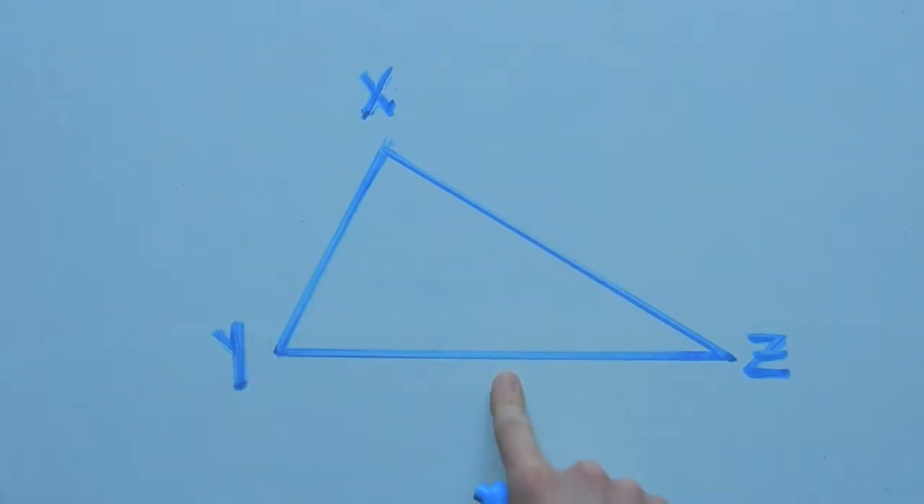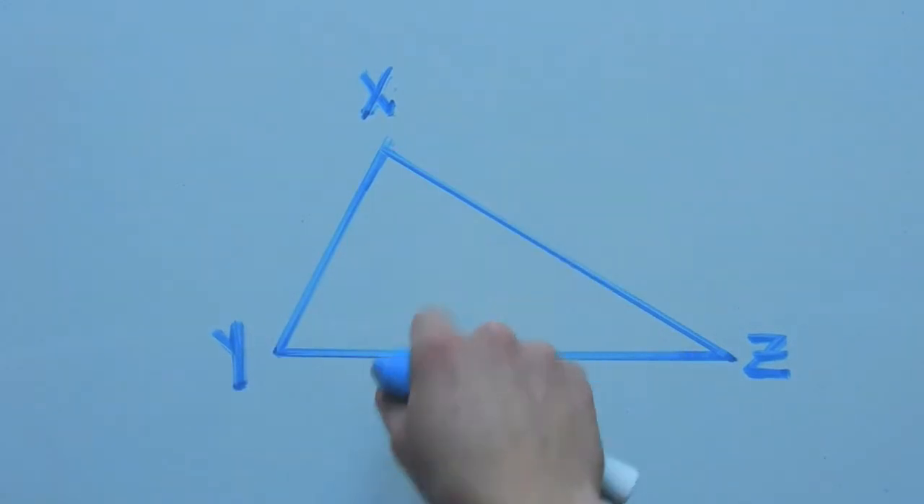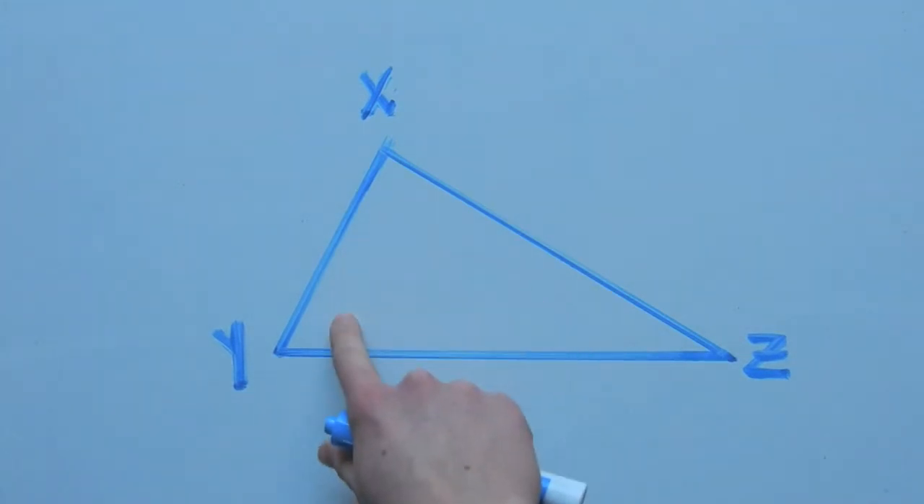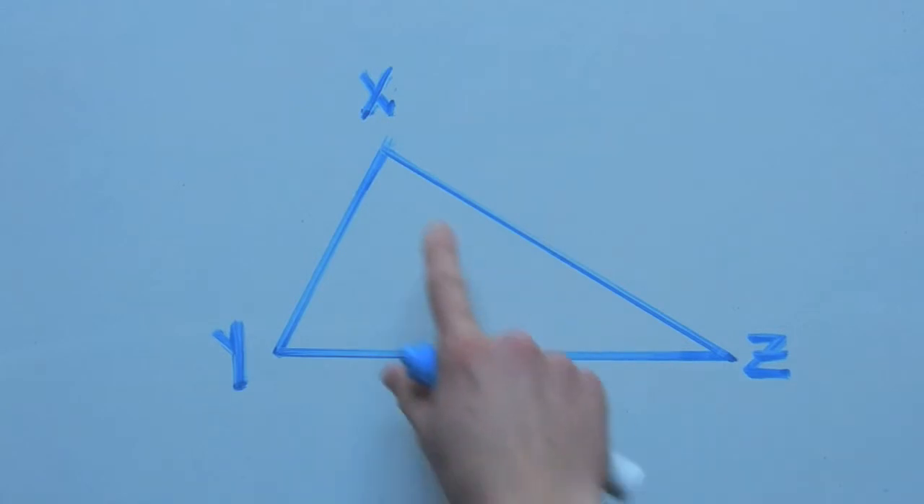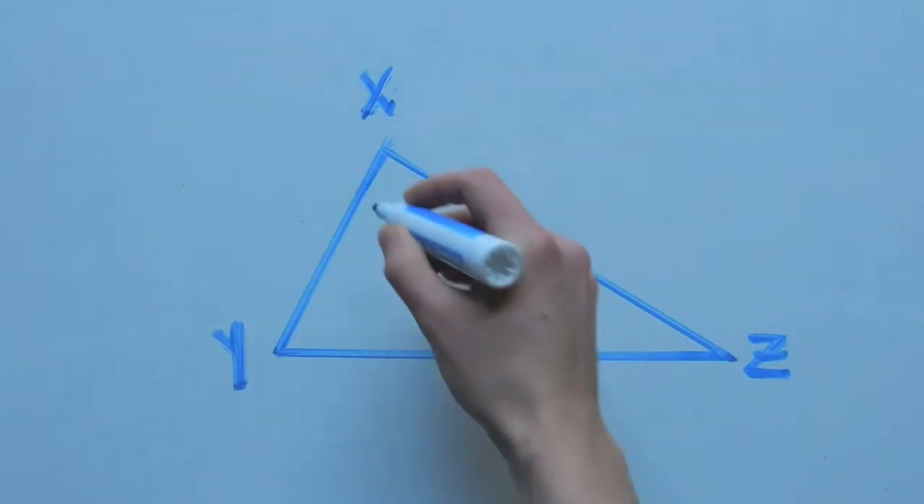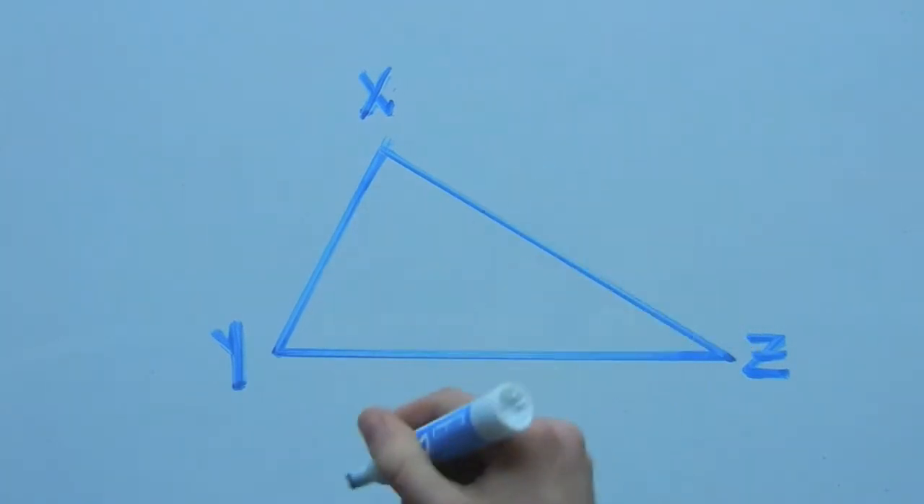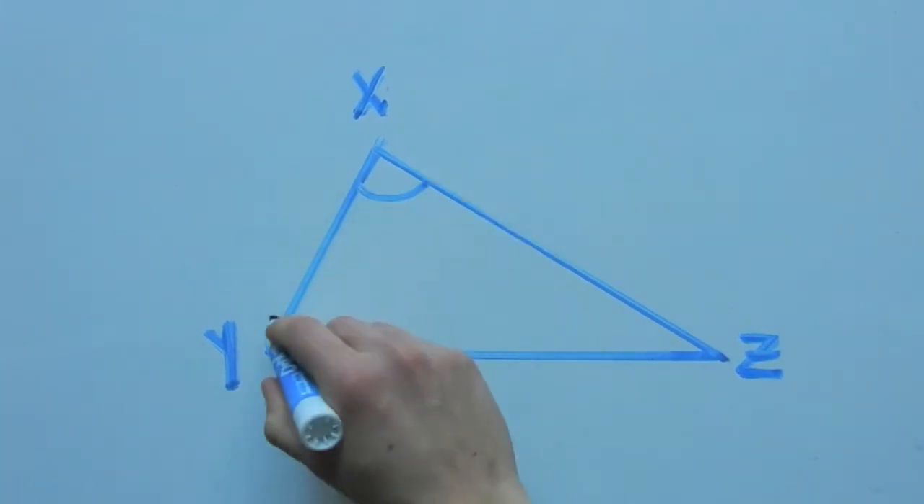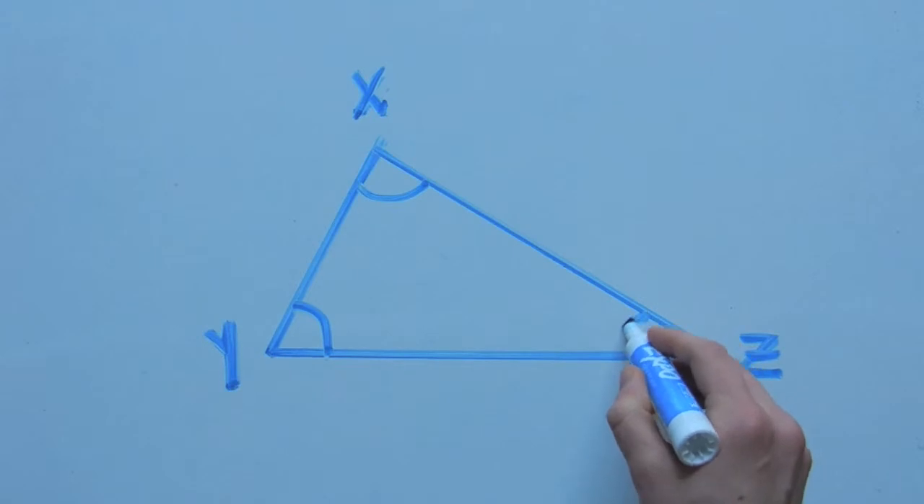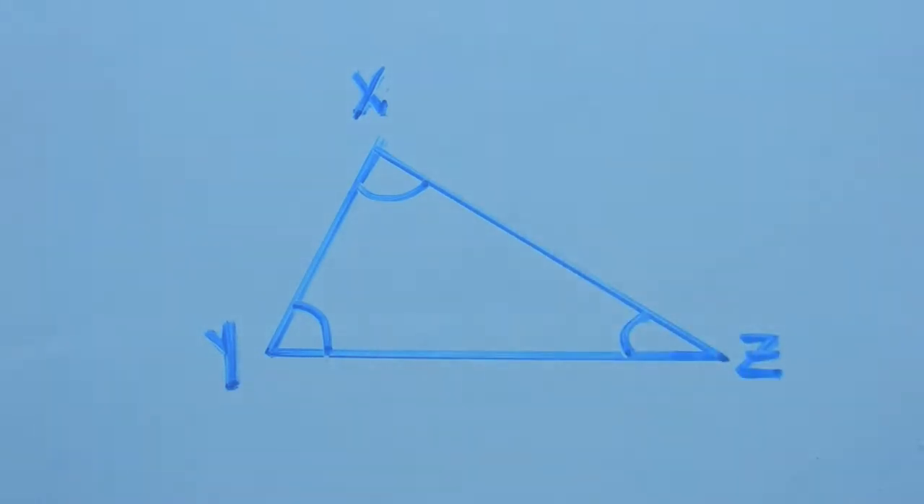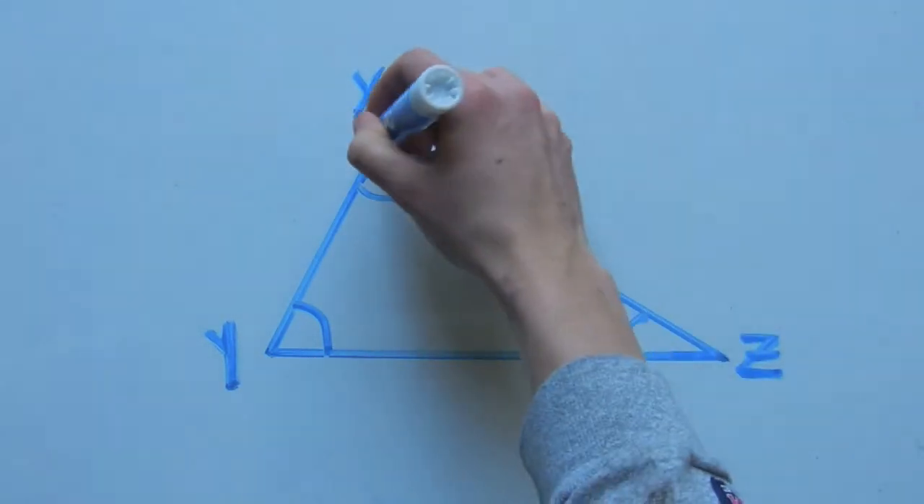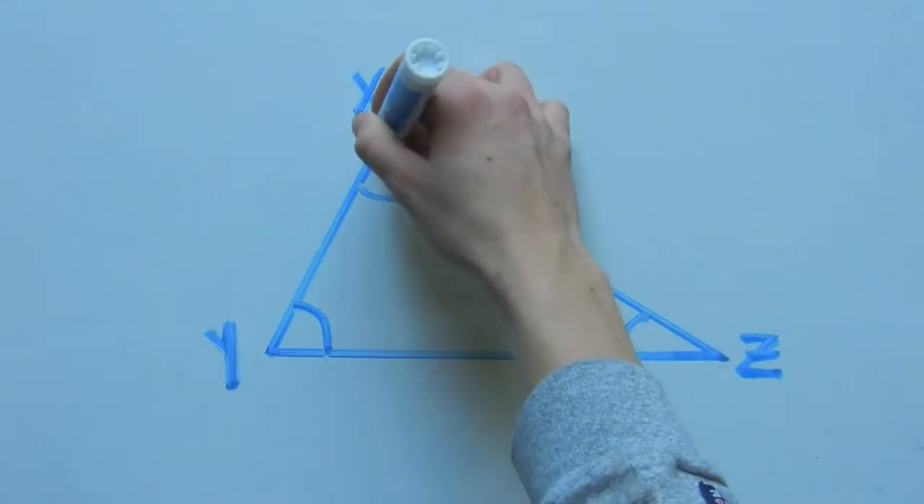A triangle has three different sides, or three different edges. XY is one side, YZ is another side, and ZX is the final and third side. Each triangle also has three different angles: angle X, angle Y, and angle Z. And don't forget about the vertices, the point at which the edges meet.